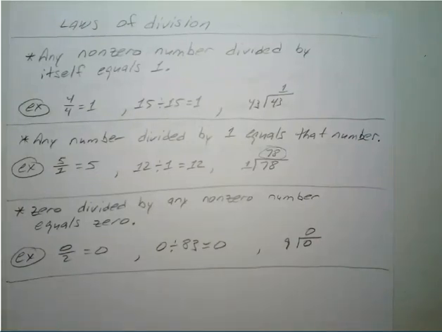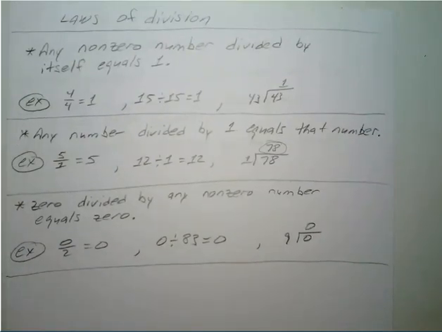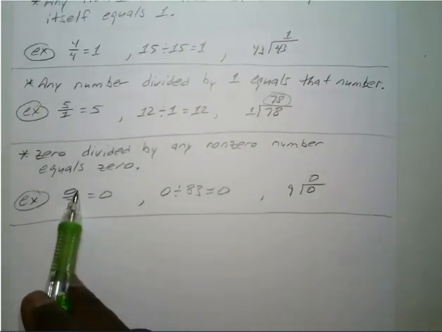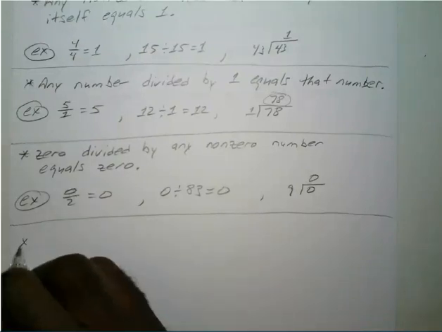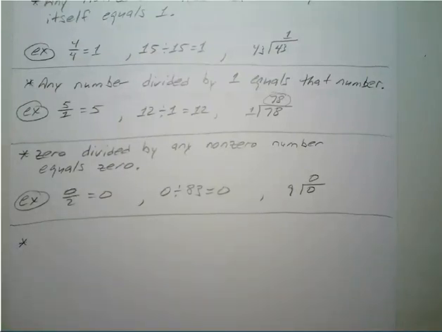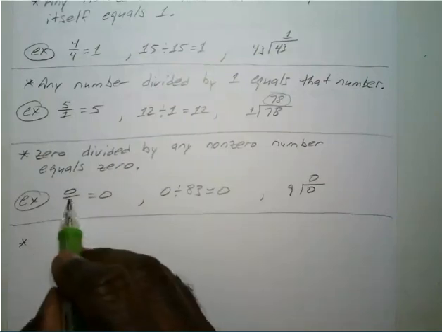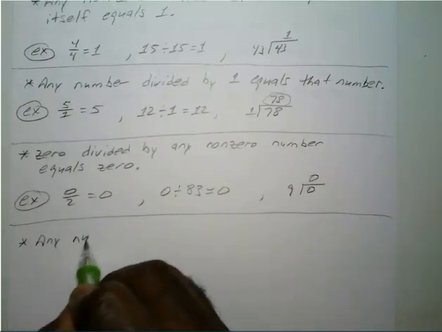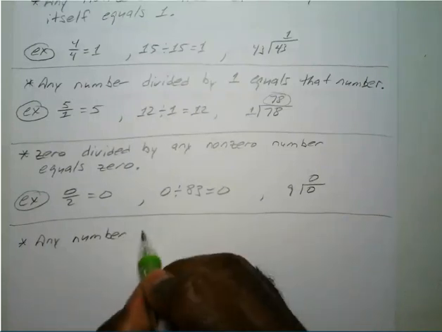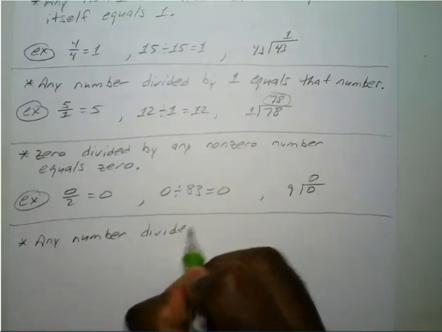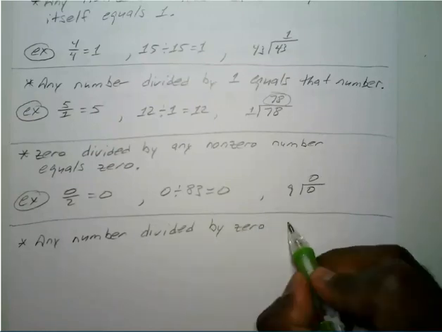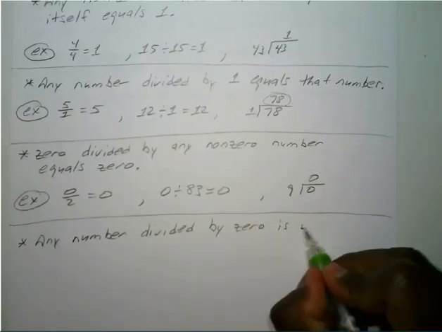Okay. Now the next law of division is a little bit of a twist. If you notice here, when it's written as a quotient, the zero is on top. Okay. Now when the zero is on the bottom, that shows that any number divided by zero is undefined.